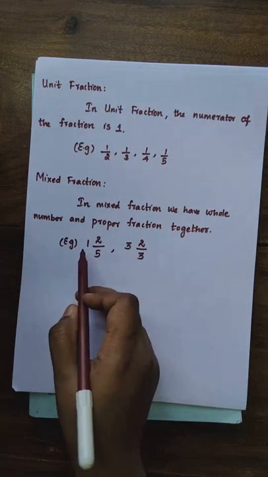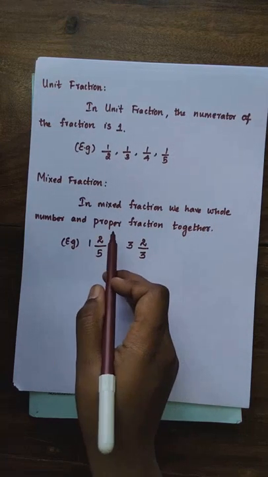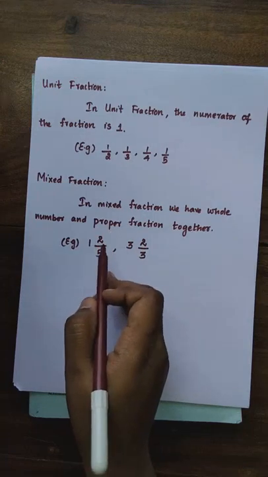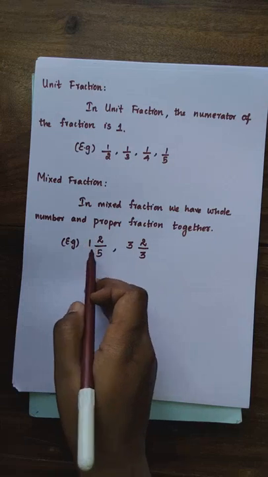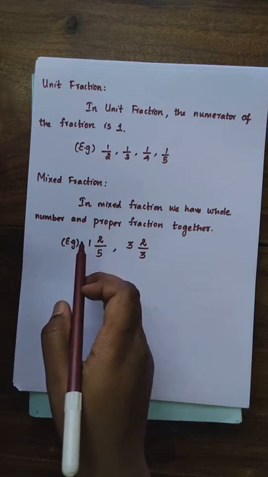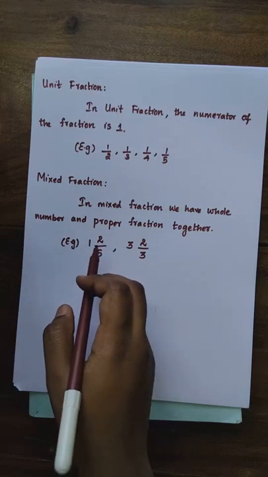See the first example. The number is 1, 2 by 5. Here 1 is the whole number, right? 1 is the whole number. This is not a fraction number. Then near to the whole number, which number is there?